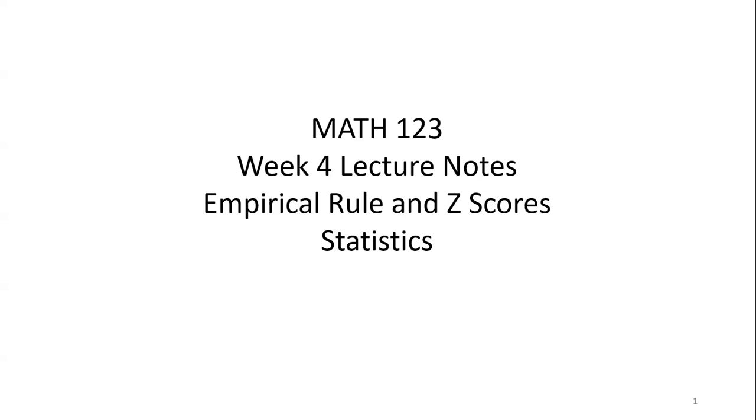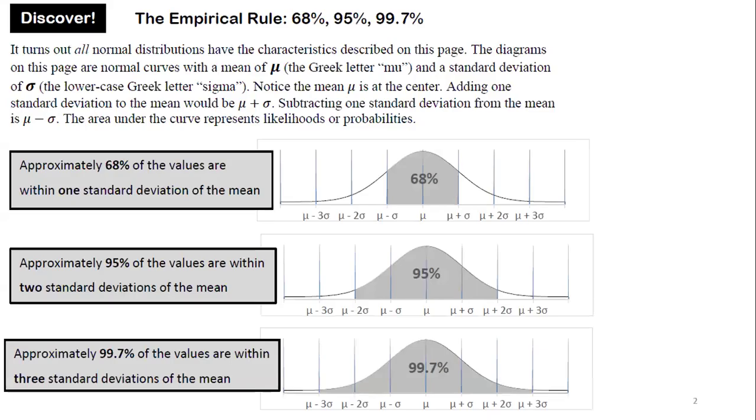All right, so the empirical rule. What is that? It says here, it turns out all normal distributions have the characteristics described on this page. The diagrams on this page are normal curves with the mean of mu, a Greek letter, and a standard deviation of sigma. Notice the mean mu is at the center. Adding one standard deviation to the mean would be mu plus sigma. Subtracting one standard deviation from the mean is mu minus sigma. The area under the curve represents likelihoods or probabilities.